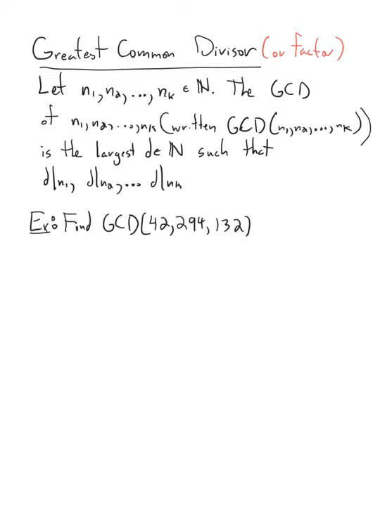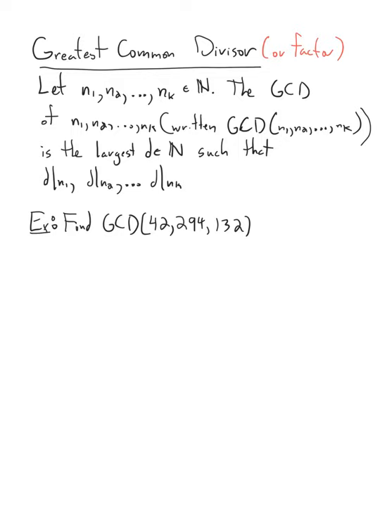All right, so we want to talk about the greatest common divisor of a set of numbers. So let's say we have k numbers, n1 up to nk. They're all natural numbers or counting numbers. Then we're going to say the greatest common divisor, or some people call it the greatest common factor. So you might see GCF instead of GCD.